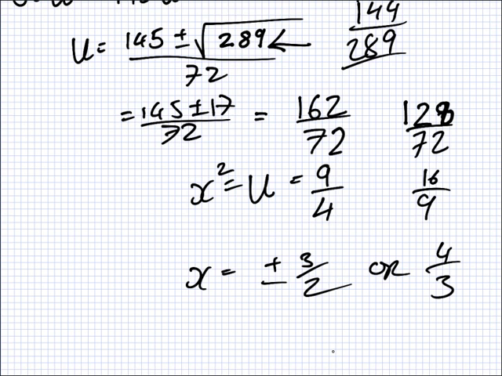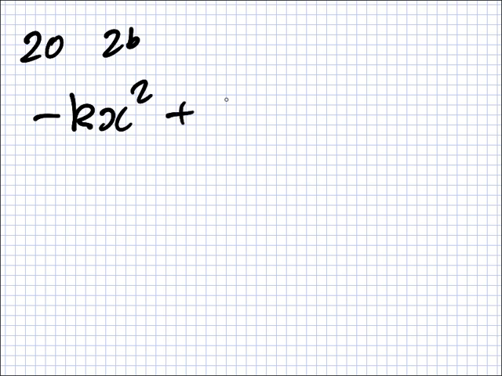Okay, let's just have a look. We'll do one more, and then you can go on your weekend. Right, which one? 20, 2B. Minus k, x squared, plus minus k plus 9x plus 3.